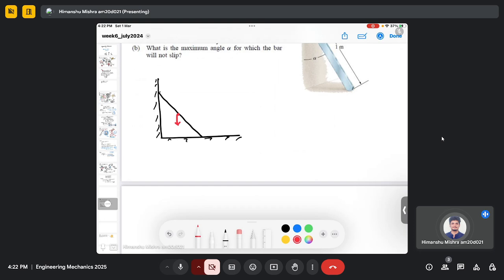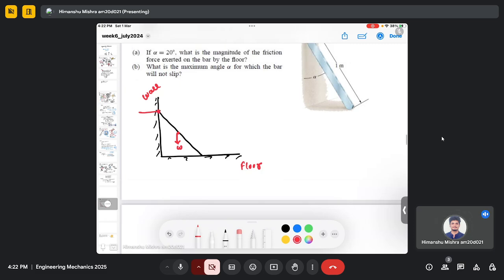So here we have a weight, and there is no friction force at the wall. So this is my wall and this is the floor. There is no friction force between the wall and this point, which is, let's say, my A, and this point is B. So no friction force at point A, but there will be a normal reaction force Na, because this part of the ladder is in contact with the wall.